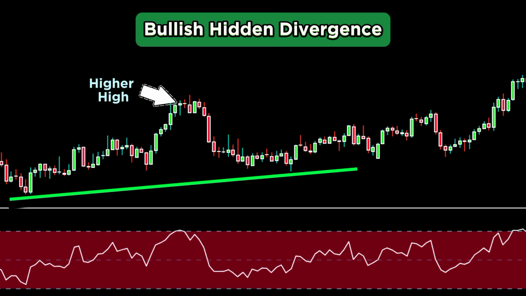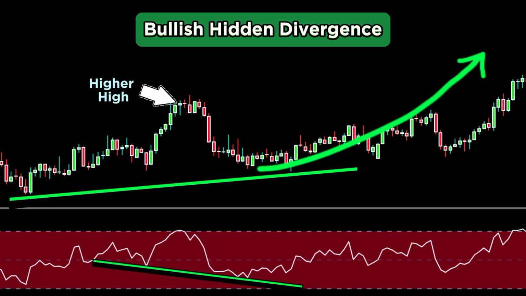But at the same time, the RSI indicator is busy creating lower lows. This hidden divergence we call the bullish hidden divergence. And as you can see, after that, the price kept moving higher and higher. I will show you how you can detect the hidden divergence from the beginning soon. But for now, let's see how the bearish hidden divergence works on the chart.